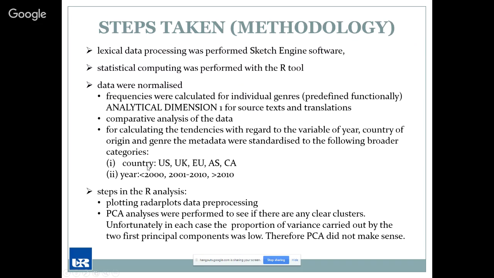You know that English is a lingua franca language, right? So there were many more countries. Like the text came from Holland, for example, or Belgium, but I had to put them into categories because it would be impossible to process them. So the categories are as follows: US, UK, EU, AS, Asia, and Canada. And also years. I could not analyze the difference for every single year, but the categories are younger than 2000, between 2001 and 2010, and older than 2000. I wanted to find the difference.